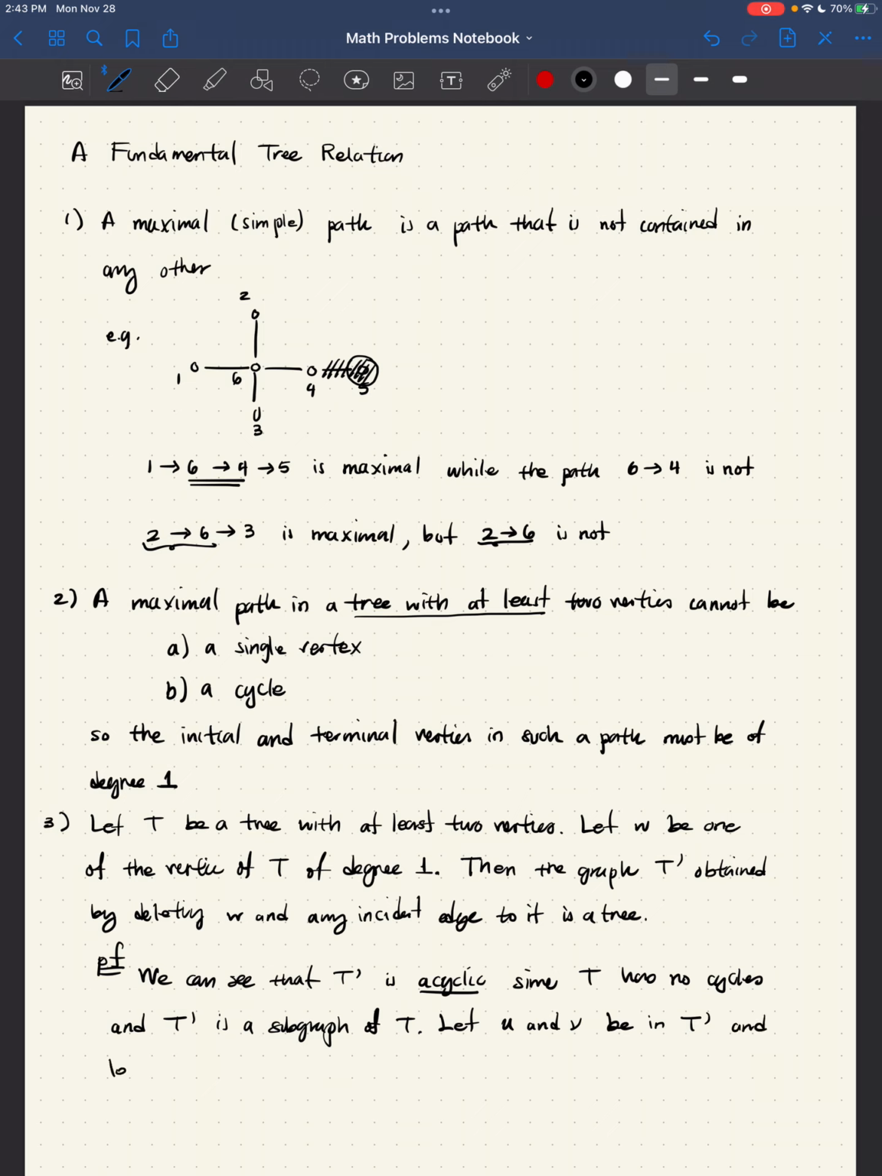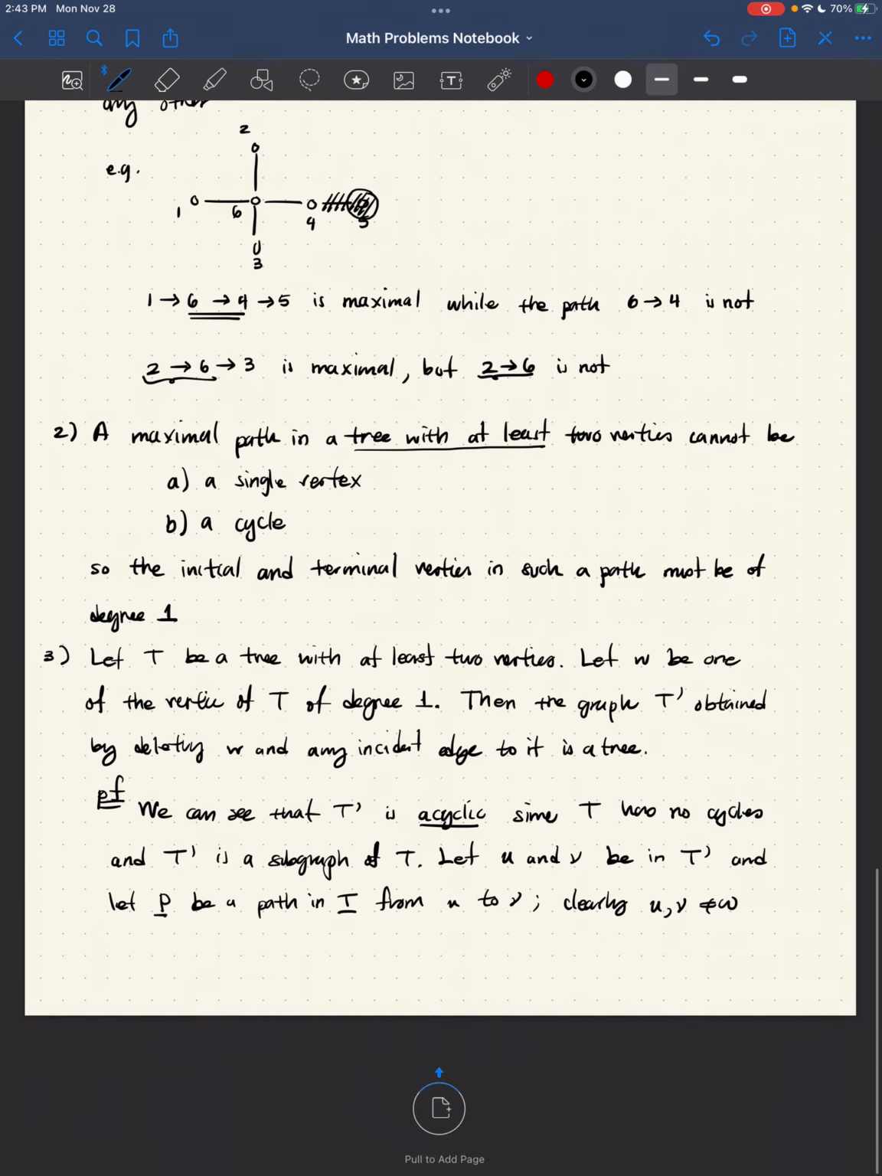So, let P be a path, of course, in T from U to V, right? The existence of this path is guaranteed from the assumption that T is a tree, because that is connected. Okay, so what is it that we can say? Well, clearly, we have that U and V are different from W, right? Because that is the vertex that we removed. So we'll continue with this.